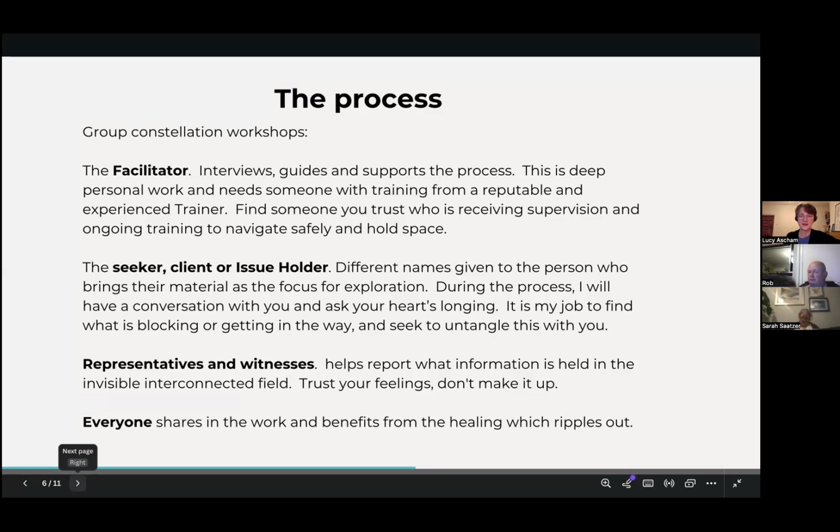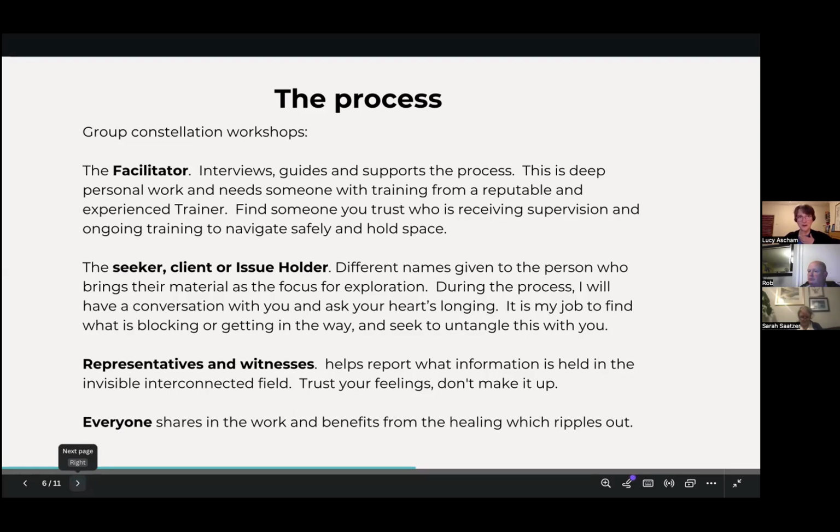Not all facilitators will have prepaid issue holder places. They will just have a group of people and then ask for volunteers on the day, and they will then choose who feels ready to do that work. So different people work in different ways. But yeah, I've had some of the best experiences in constellations work by actually being a representative.